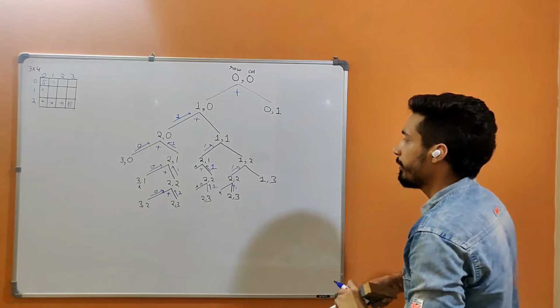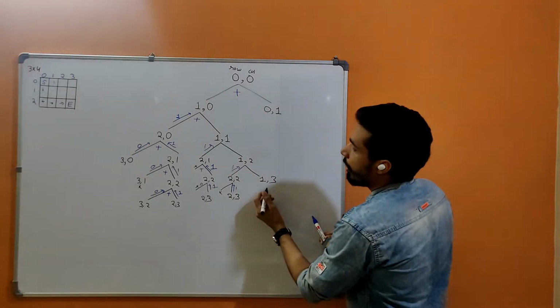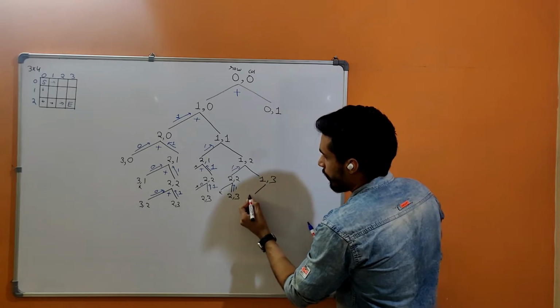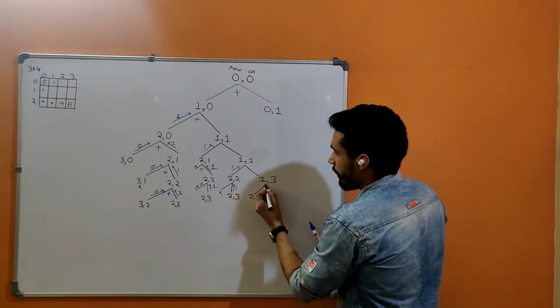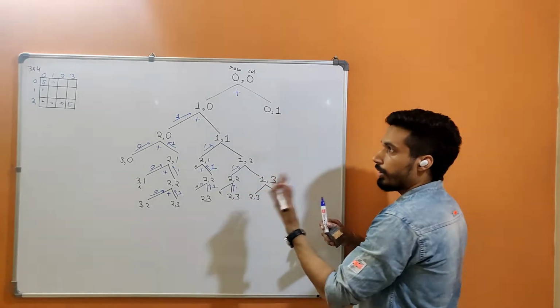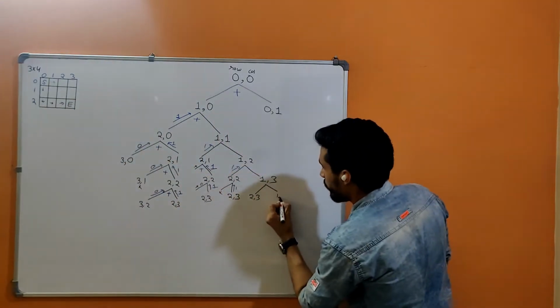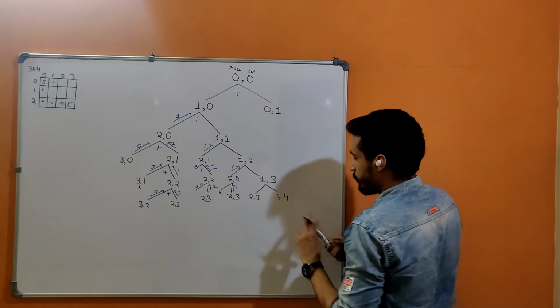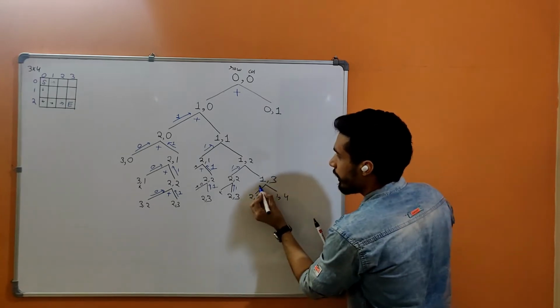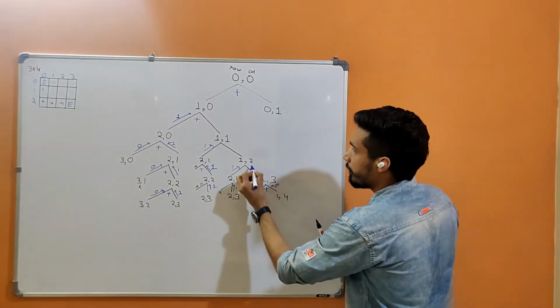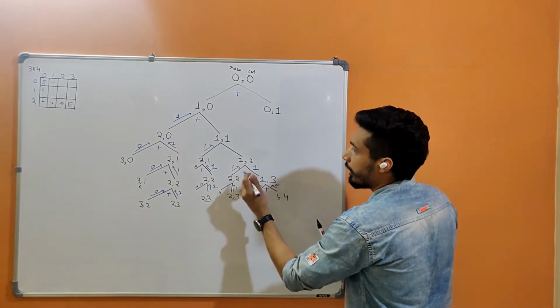From 1 3, how many paths are possible? I can go towards the down, that is 2 3, but I cannot go towards the left, because from this position I will go out of the matrix, it will become 1 and 4. So that will return me 1, and that will return me 0. If we add them, this will return also 1.